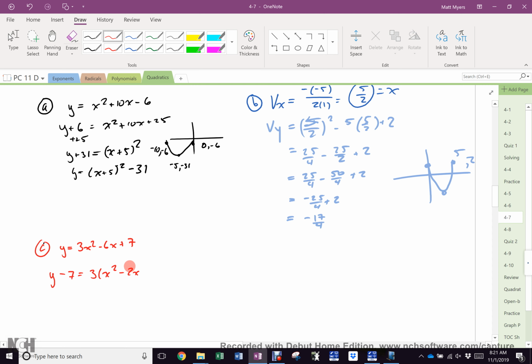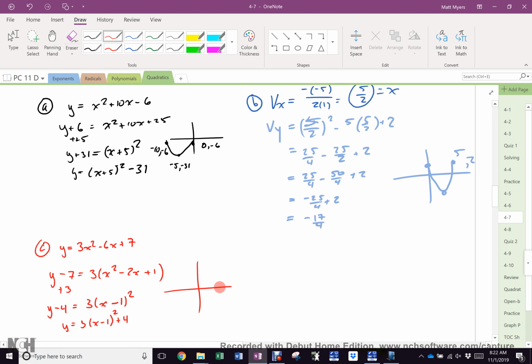What is half of 2? 1 squared is 1. So how much have I added to the right side? Again, it's 3, but a great many of you I've seen in your work are only adding 1. It's 3 because there's a 3 there. Your a value is 3. So I've added 3, so y minus 4 equals 3 times (x minus 1) squared. Y equals 3 times (x minus 1) squared plus 4.